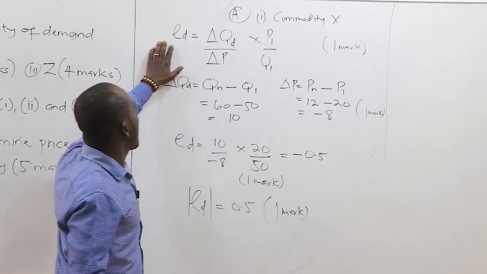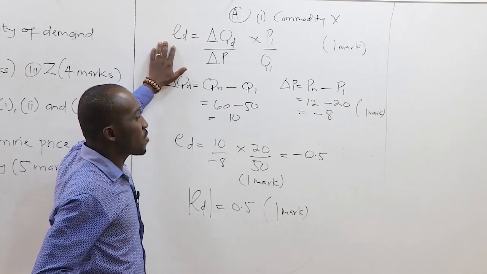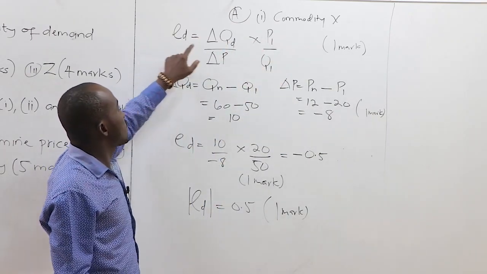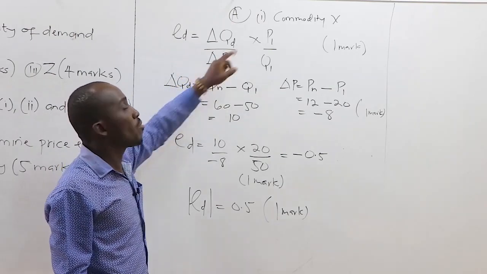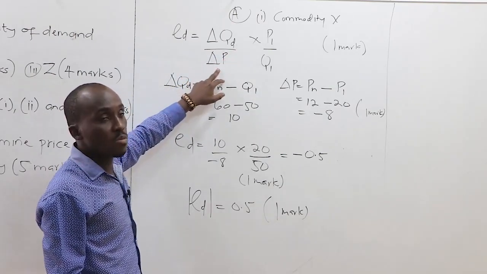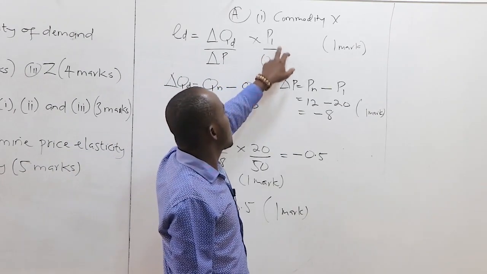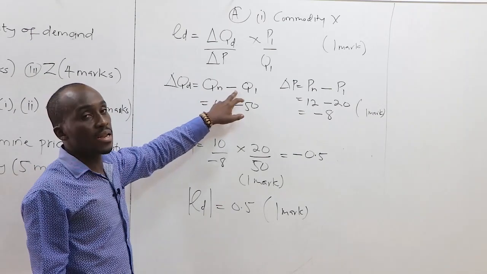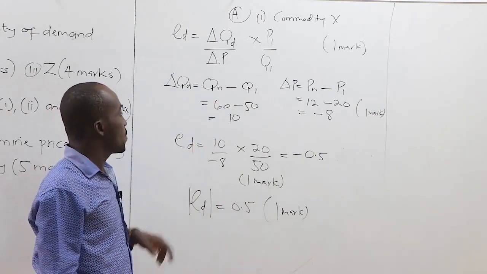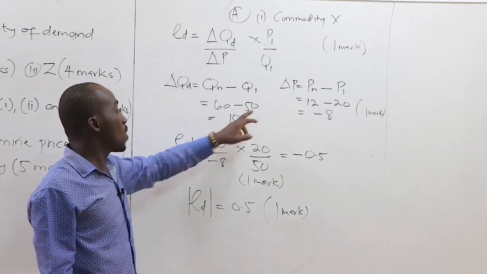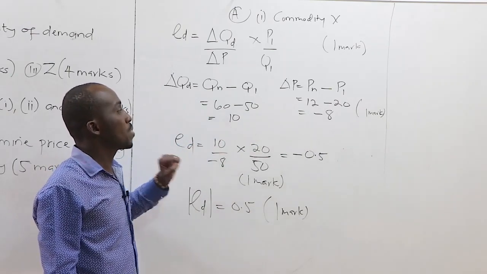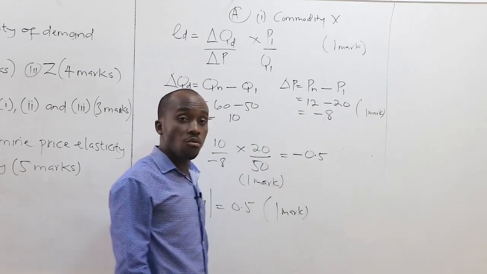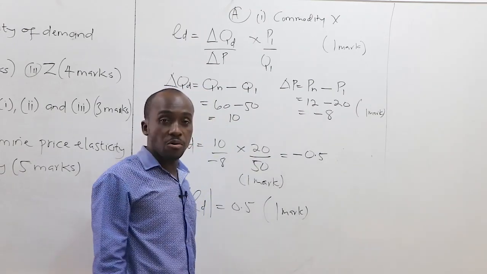We want elasticity of demand. The first thing is to write your formula for commodity what? X. What's the elasticity of demand of commodity X? Change in quantity demanded of commodity X divided by change in price times initial price over initial demand. What's the change in quantity demand? It's the new minus what? The initial. From the question, the new quantity is 60, the old one is 50. If you subtract, you get 10. What about price? The new price is 12, the old price is 20 from the question, right?